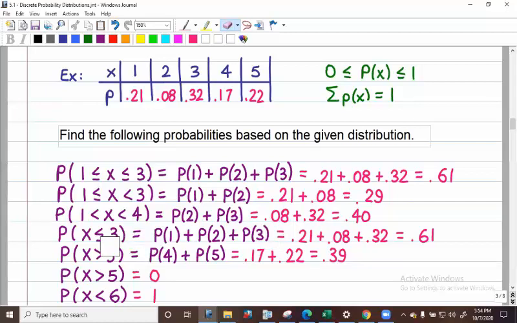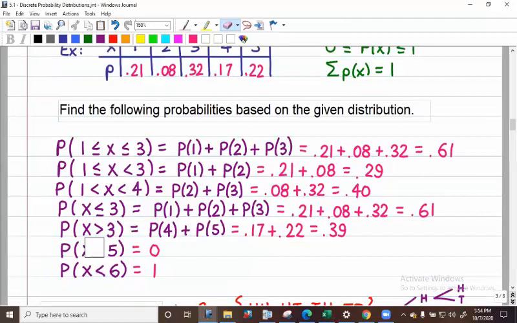Less than or equal to 3 would include 3, so it'd be 3, 2, and 1. Add those 3 up. Just by coincidence in this particular case, because there could have been other numbers here, like X could have been 0 or negative. But anyway, less than or equal to 3 happens to be the exact same answer as that very first one we did, because it represents 1, 2, and 3.